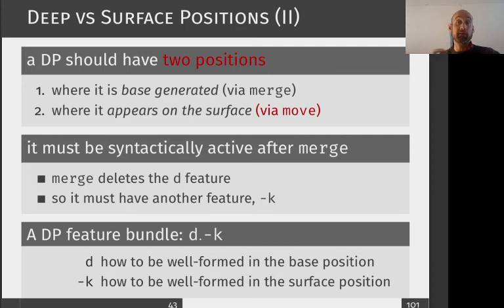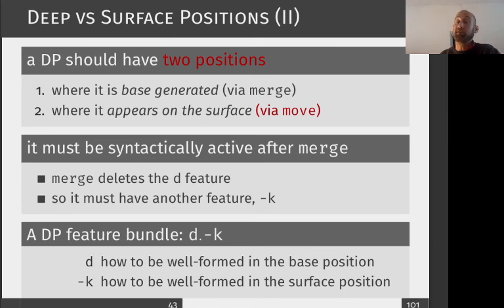Now we can fill it out a bit. So a DP should have two positions, one where it's base generated, which happens via merger, and one where it appears on the surface, which now happens via movement. Now we have an operation that lets us do this. It has to be syntactically active after it's been merged, and merge deletes its D feature, so it has to have another feature. It has to be a minus feature of some sort because it's moving. It has to have some name. Let's call it -K.